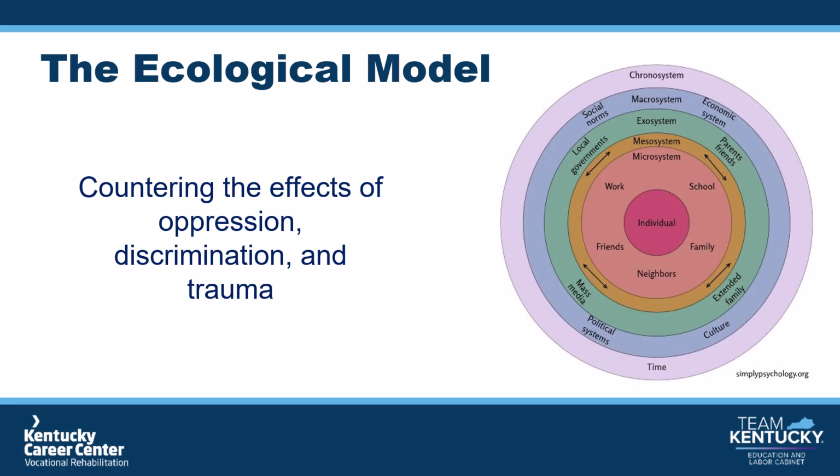We'll do this by looking at the ecological model and how we can use it to counteract the effects of oppression, discrimination, and trauma. Ecological systems theory, or EST, gives us an understanding of how people are shaped by their environments and how they, in turn, can shape the environments around them. The diagram you see here shows how an individual's environment affects their behavior, experiences, mental health, and well-being.